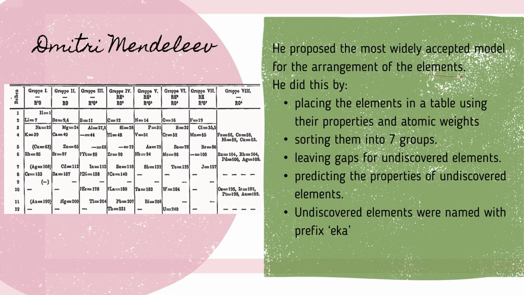He did this by placing the elements in a table using their properties and atomic weights, sorting them into 7 groups, leaving gaps for undiscovered elements, predicting the properties of the undiscovered elements. The undiscovered elements were named with the prefix Eka.